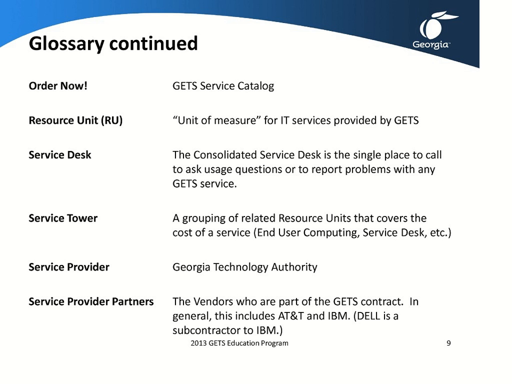Service provider, of course, is GTA, Georgia Technology Authority, and service provider partners are the vendors who are part of the GETS contract. That's IBM, AT&T. Dell is a subcontractor of IBM.